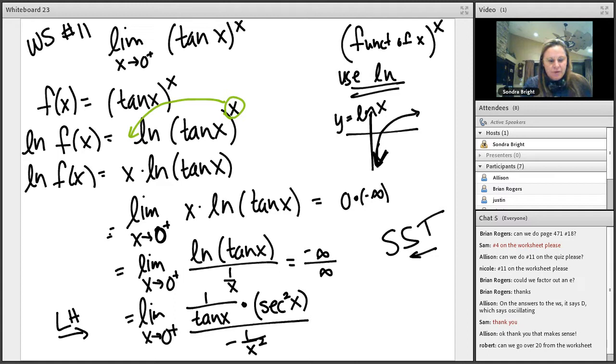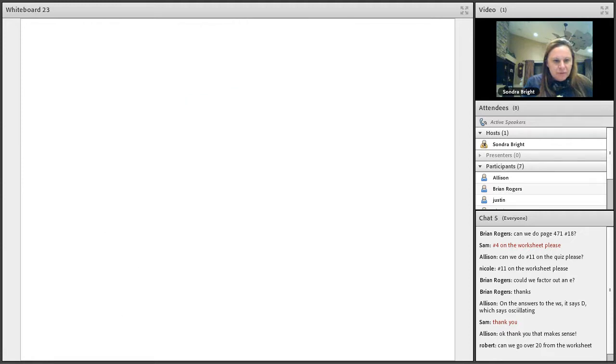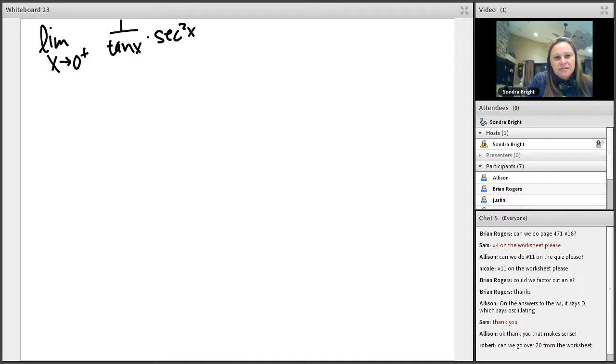So I'm going to rewrite this on the next page. We've got the limit as x goes to 0 from the right of 1 over tangent, and then times secant squared, and then all over negative 1 over x squared. Okay, so I'm going to rewrite this guy.